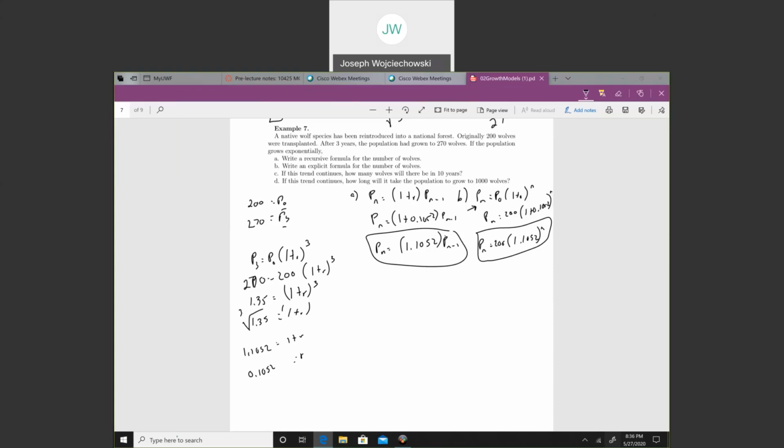C, if the trend continues, what will it be in 10 years? So now we're looking for P of 10, which is 200 times 1.1052 to the 10th power. So this becomes 200 times 2.7190, or roughly 544 volts.